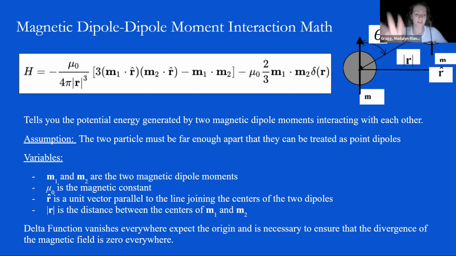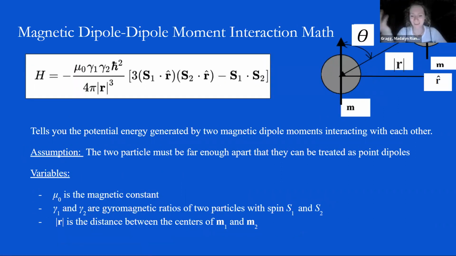Interestingly, this function has a delta function that vanishes everywhere except for the origin, as to not invalidate Maxwell's equation that the magnetic field must be zero everywhere. This equation does not include that for unknown reasons. I tried searching it up, couldn't find it, but it does tell you the same information.